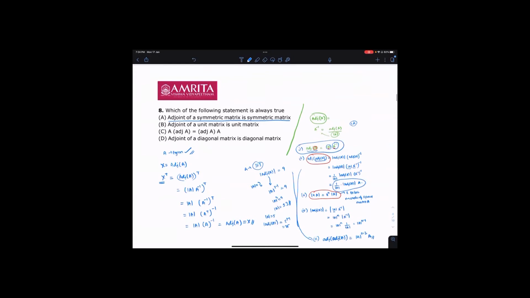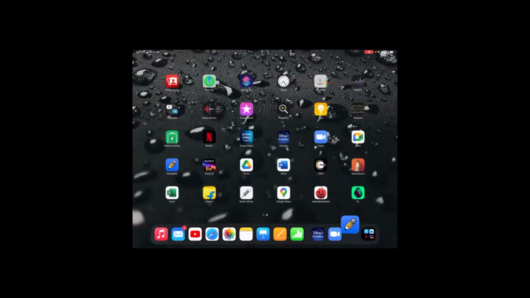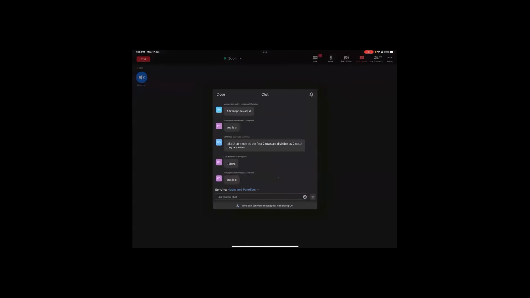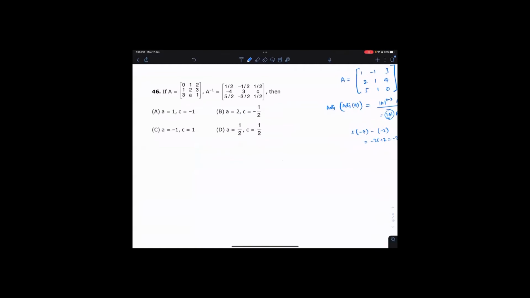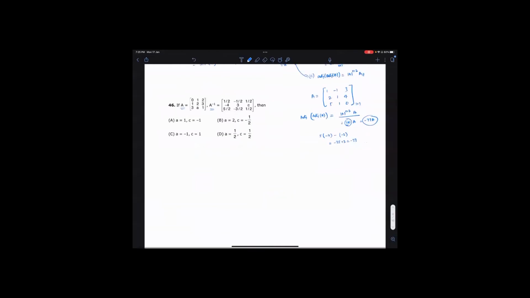Next. Any doubts? Let me just see. This is a fairly easy question because A into A inverse is I. Multiply and equate it to I, you will get the value.